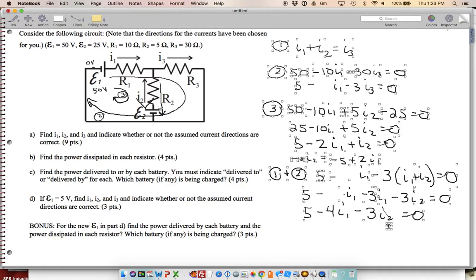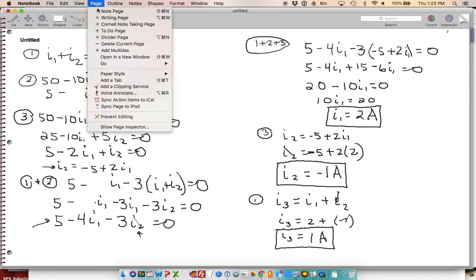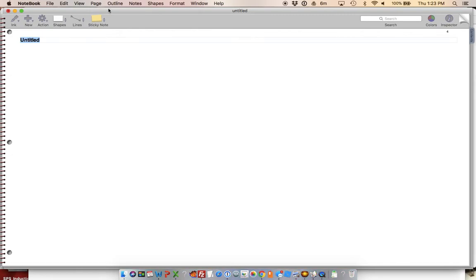So 1 amp goes down the middle channel and 1 amp goes to the right channel, so that makes sense. The currents add, so that's terrific. Let's add another page, and we'll figure out B, which is find the power dissipated in each resistor.